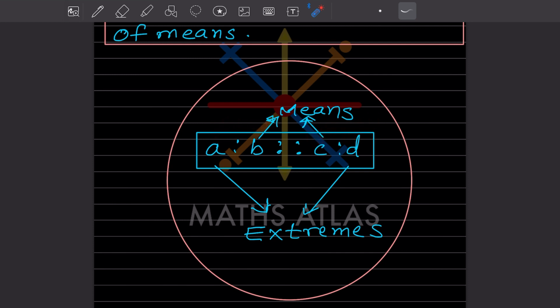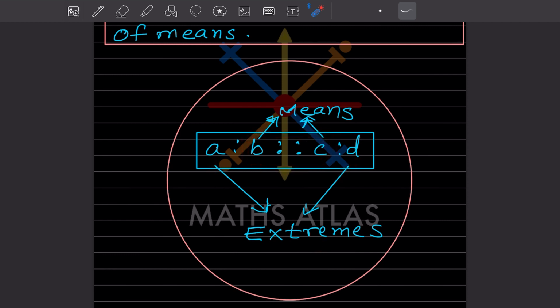I have drawn this one. Now see here, which are at the corners? This A and D are called the extremes. And what is in the middle are called the means. You have to write this in your notes. So the edges are called the extremes, and what is in the middle are called the means.